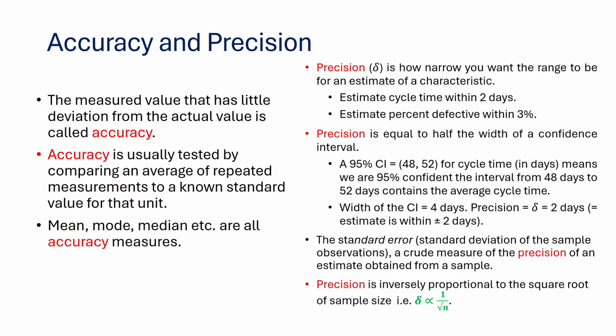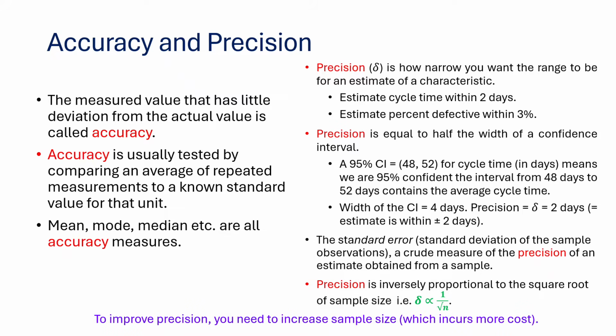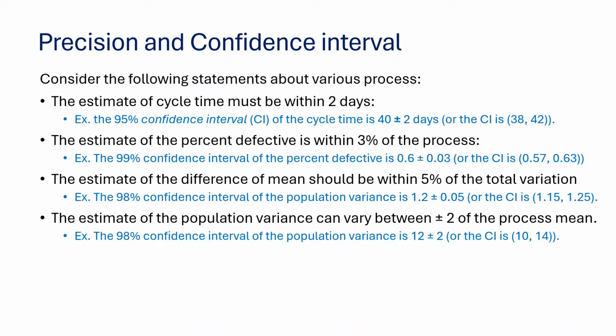Standard error is a crude measure of precision of an estimate obtained from a sample. So very often you can consider that itself as a precision measure. You can also see that delta is going to be proportional to 1 by square root of n. I'm going to give a justification for that. To improve precision, you need to increase sample size, which incurs more cost. So let us understand how precision and confidence interval are connected.